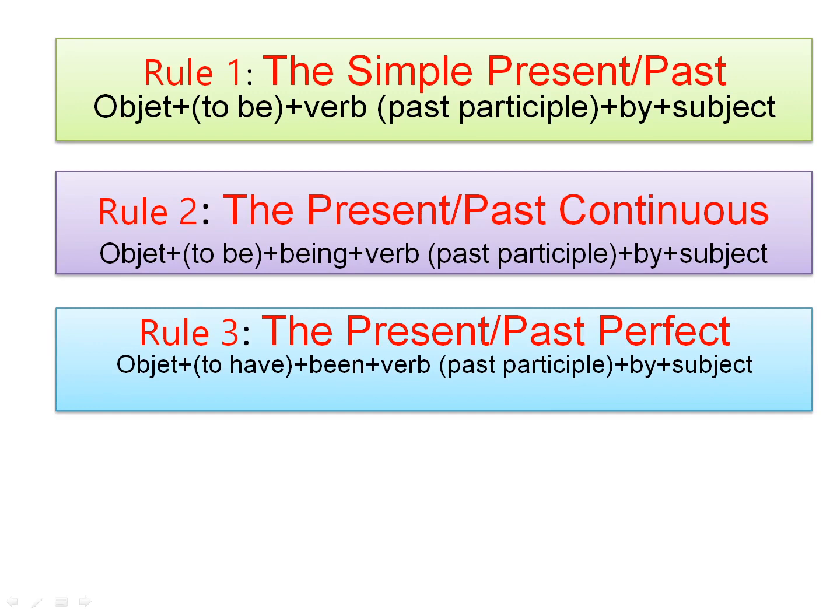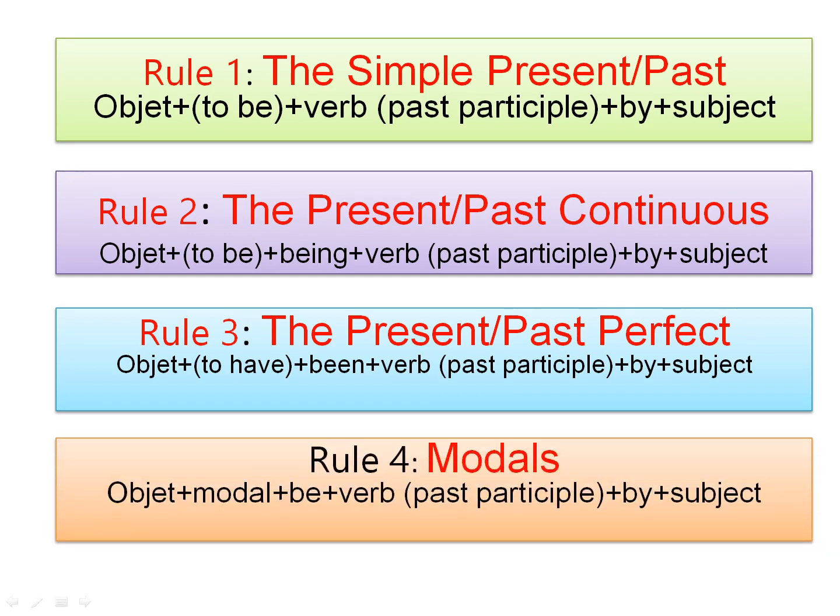Whereas rule number 3 is about the perfect tense, the present and the past perfect. I didn't want to go through the past perfect continuous and present perfect continuous because they are not common, they are rarely used. The most common ones are the simple form of the perfect tense. Here it's different from the previous 2 rules in that we don't use to be, but we use to have. So it's object plus to have plus being. This is the only difference. Apart from this, everything is the same.